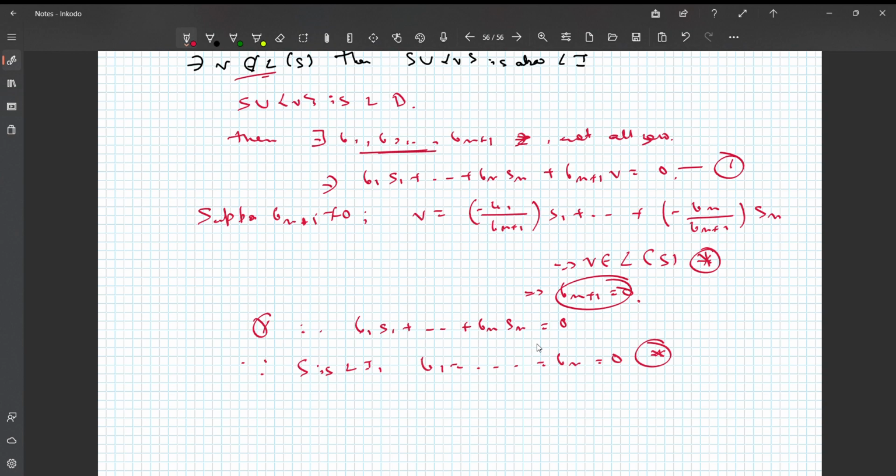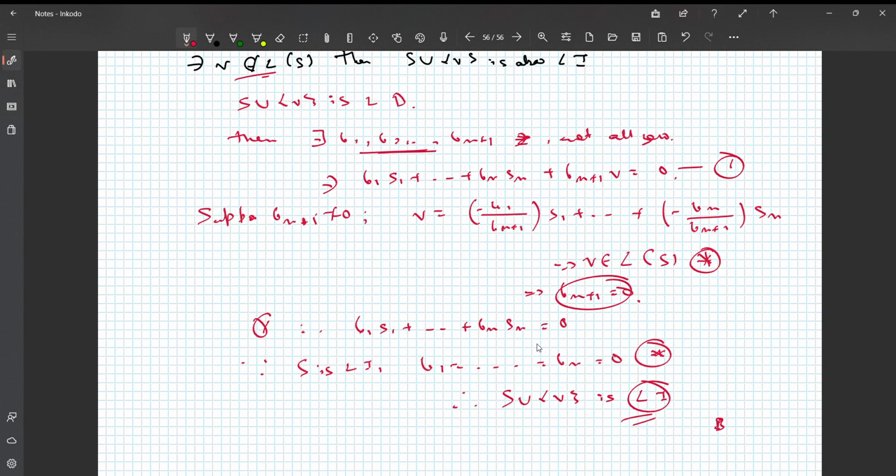Why? Because we had considered here that not all the scalars b1 till b(n+1) are 0, but eventually we have found that all these scalars are 0. So that's indeed a contradiction. Therefore S union v is linearly independent. Yeah. So that's enough discussion on basis and dimensions.